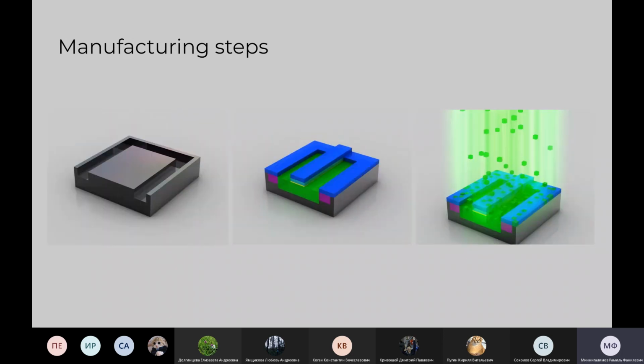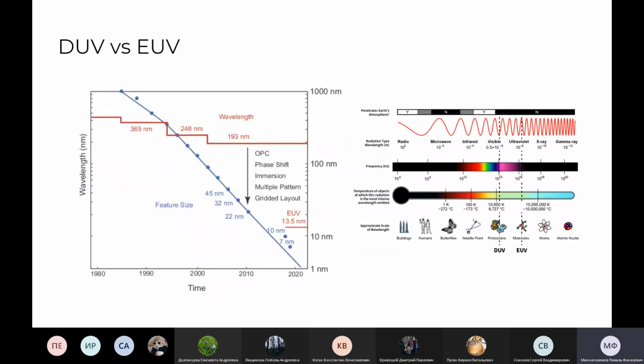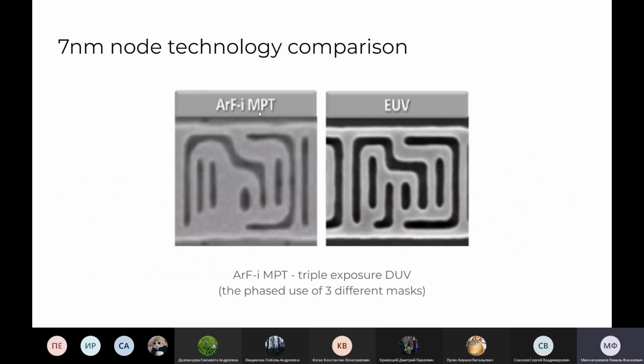There was a technology of multiple exposure using several different masks, but the more such layers of masks, the higher the rejection due to the accumulation of error. On this slide, you can see the difference between the work of multiple exposure DUV and EUV lithography. The difference is obvious. The boundaries are much clearer. The geometry is better controlled, and the process itself is much faster. The percentage of defects is lower. That is, in the end, it's cheaper.